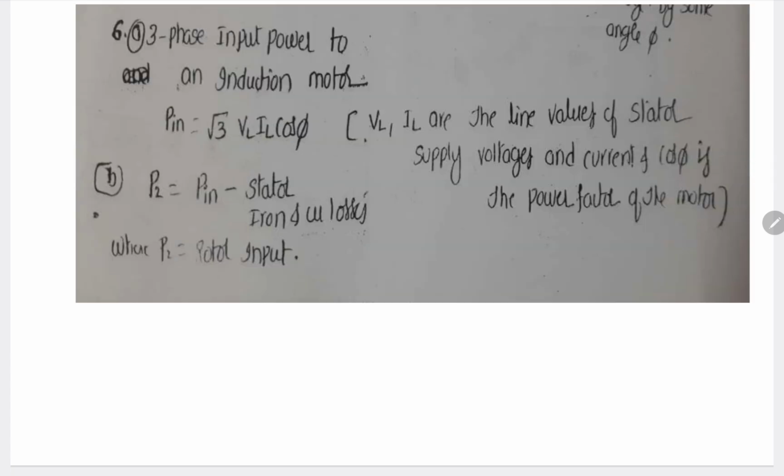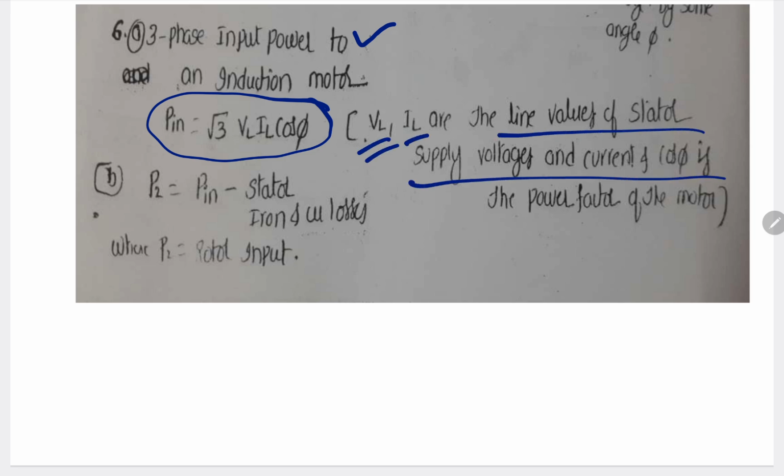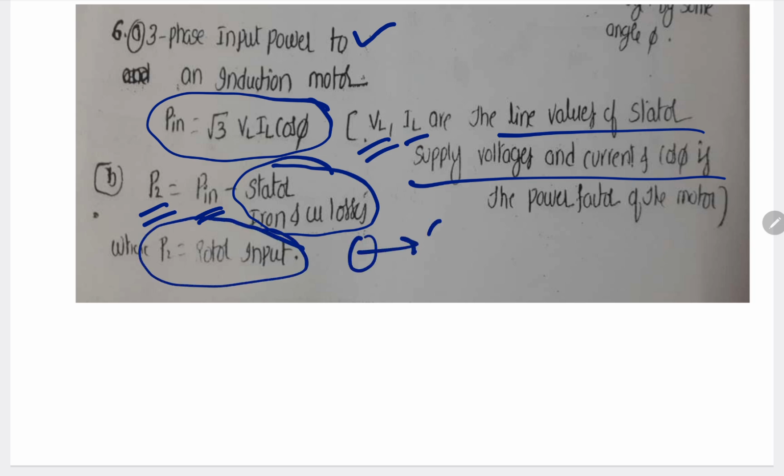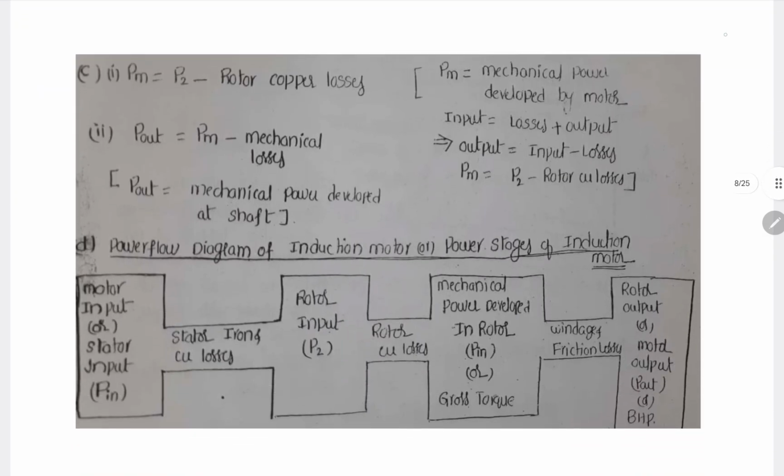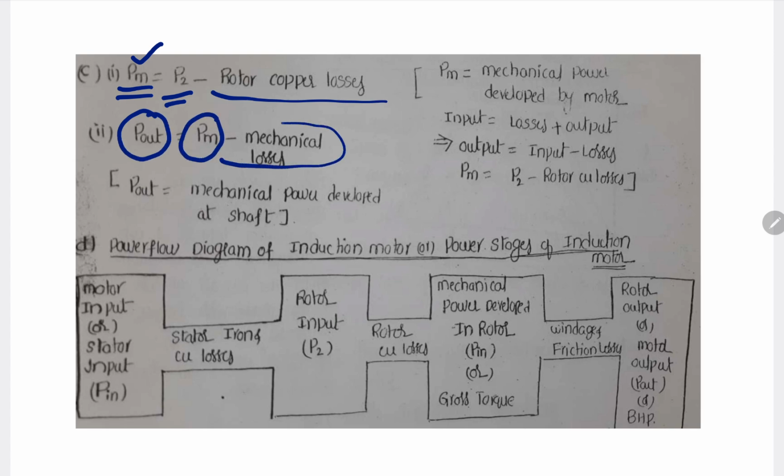Next, what is the three-phase input given to the induction motor? This is root 3 VL IL cos phi, where VL and IL are line values of stator supply voltage and current. And what is the output power? P2 is equal to input power minus stator copper losses. So where P2 is nothing but what? Rotor input. So from the stator, power is going to the rotor. This is rotor input. So rotor input P2 is equal to stator input minus stator iron losses and copper losses. Next, mechanical power output at the rotor. Rotor mechanical power is equal to rotor input minus rotor copper losses. And total output power of the induction motor is equal to mechanical output power minus mechanical losses.